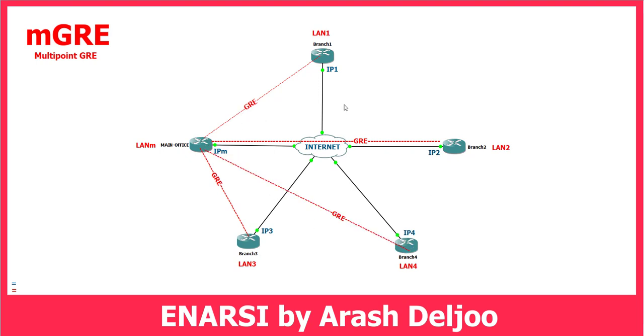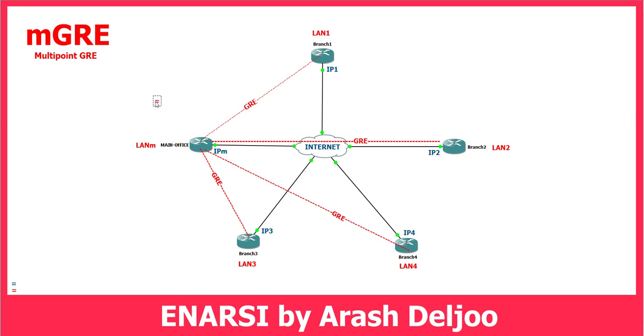You know that in most cases we have some tunnels between the branches. For example, each branch maybe needs to send traffic to another branch. But for now, let me say that we have only GRE point-to-point tunnels between the main office router and the other branches. This means that if you have, for example, 1000 branches, you will have 1000 point-to-point tunnels. It is obvious. What does it mean?